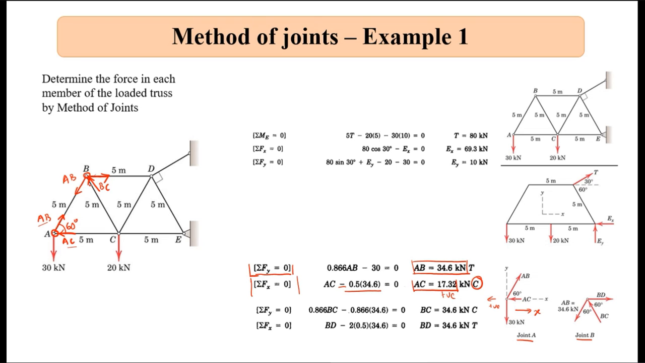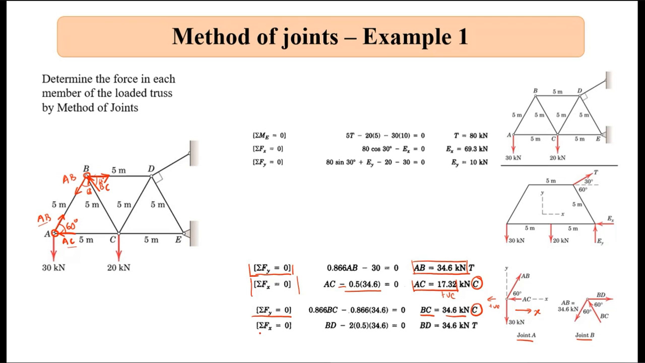BD is not known to me and BC is not known to me. And this angle is 60 degree, and this angle is also 60 degree. So now if I just solve it, first I take summation Fy equal to 0. From summation Fy equal to 0, I will get BC. So BC again, we are getting that to be positive. So the compression direction that I had chosen is true. So I am not changing the arrowhead.